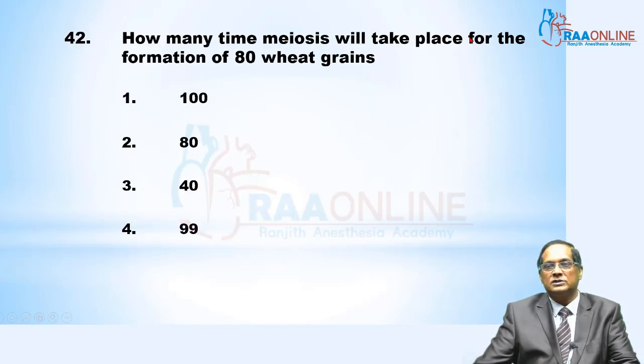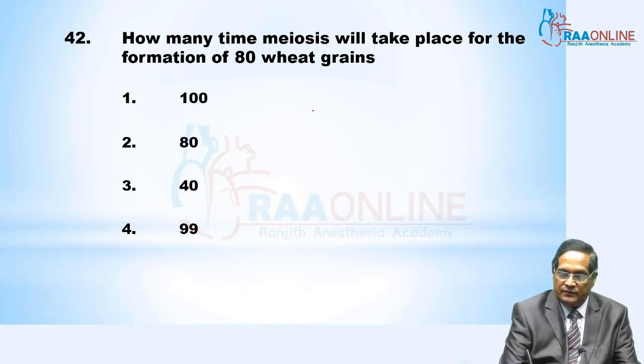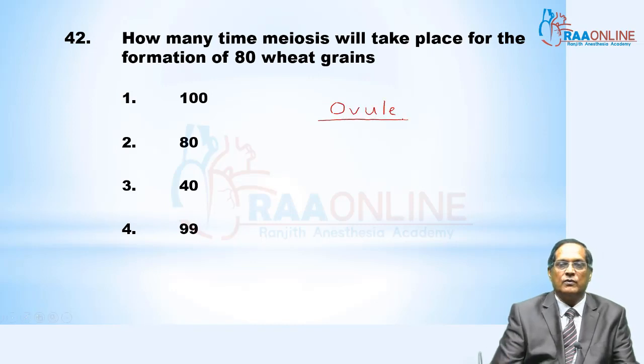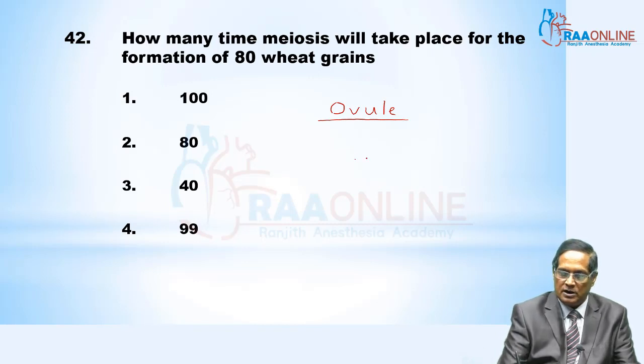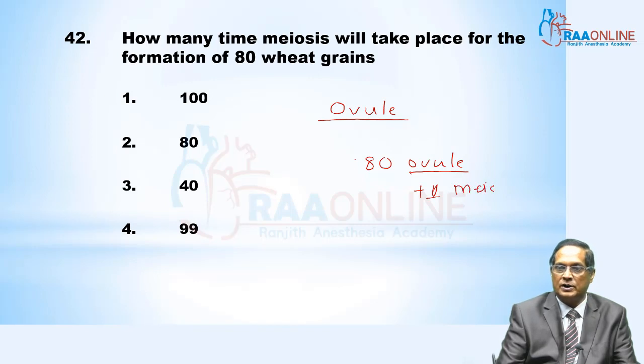How many times does meiosis take place for the formation of 80 wheat grains? For grain formation, an ovule is required. One ovule is needed for the formation of one grain. So the number of ovules required is 80, and in each ovule one meiosis takes place. So there are 80 meiosis in 80 ovules.